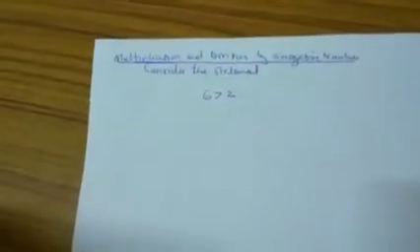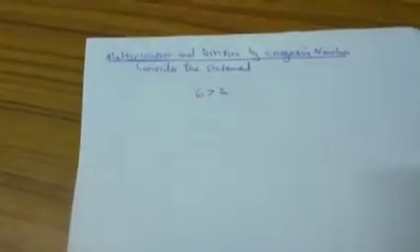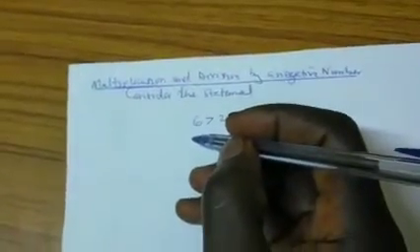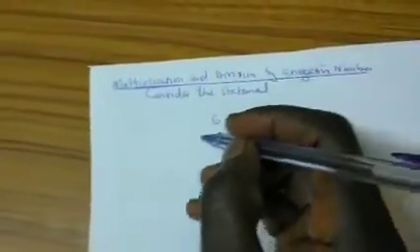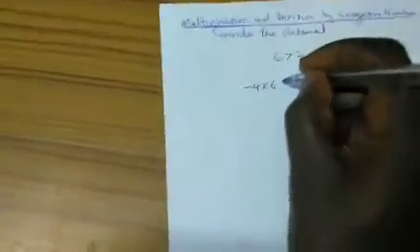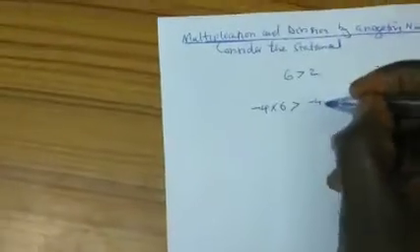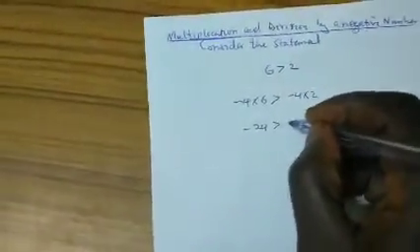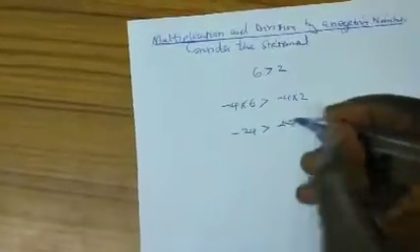Now, having looked at how to solve linear inequalities, we want to see the implication of multiplying or dividing an inequality by a negative number. So if we have this, let's say, for example, negative 4. So multiply both sides by negative 4. So we have negative 4 times x greater than negative 4 times 2. So that is negative 24 is greater than negative 8.